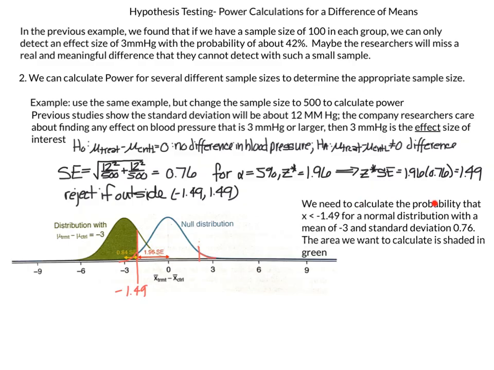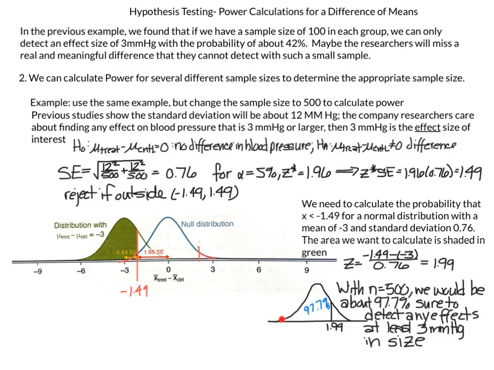And so now we need to calculate the probability that x is less than negative 1.49 for a normal distribution with a mean of negative 3 and standard deviation, or standard error, of 0.76. The z-score then is our negative 1.49 minus our mean, which is negative 3, divided by the standard error. So our z-score for this point is 1.99. On my table, I see with 1.99, I capture 97.7% of our data. So with n equals 500, we would be about 97.7% sure to detect any effects of at least 3 mmHg in size, which is a substantial improvement from the 42% we had worked on previously when we were using a sample size of 100.